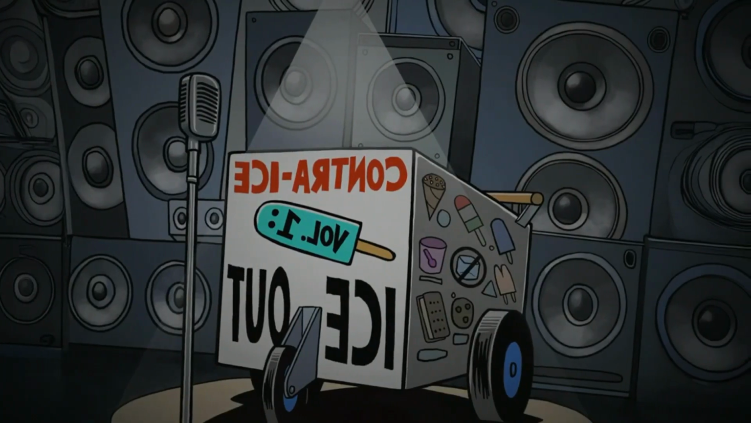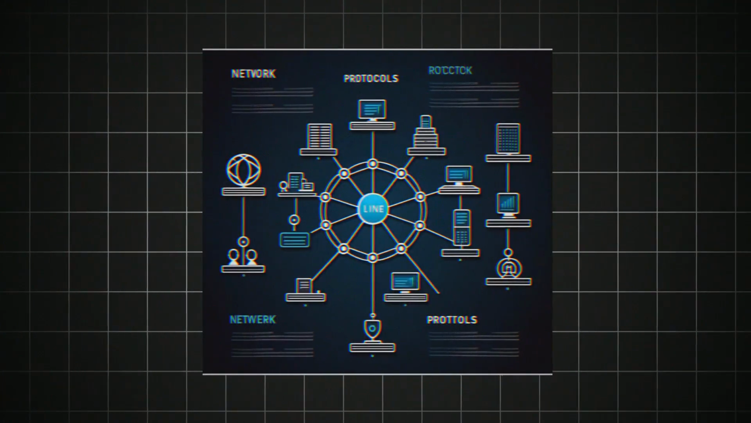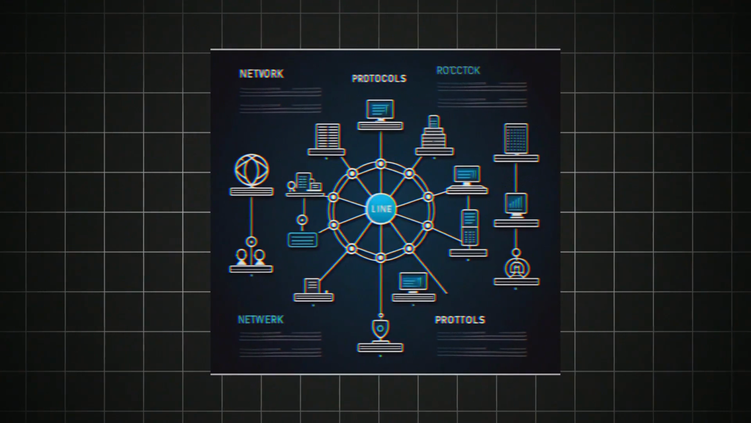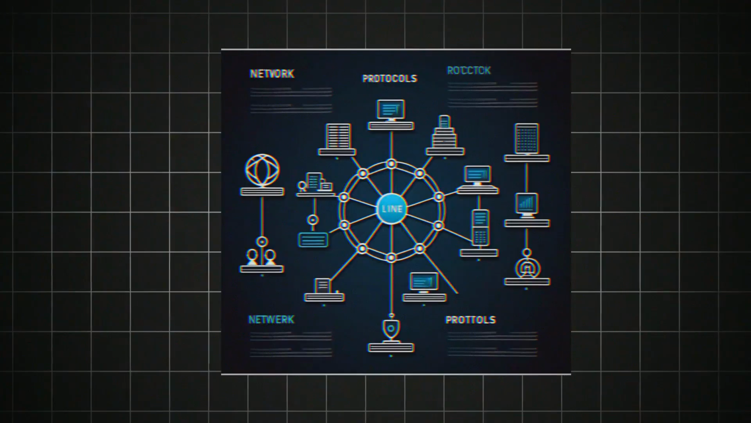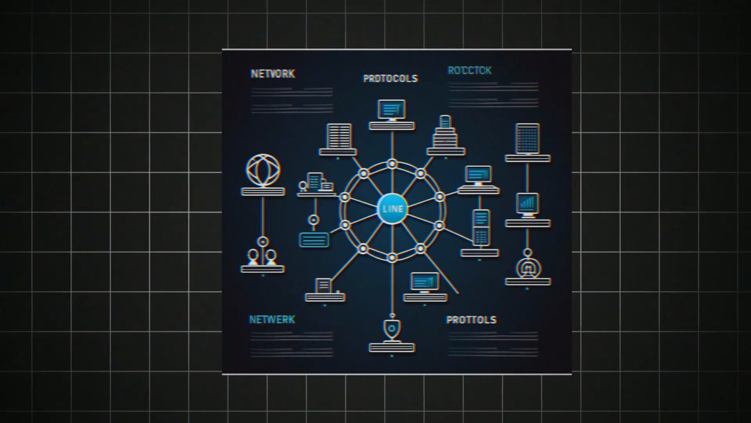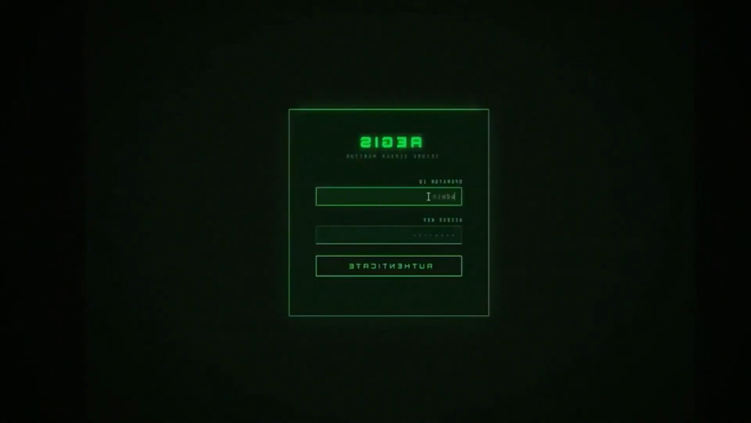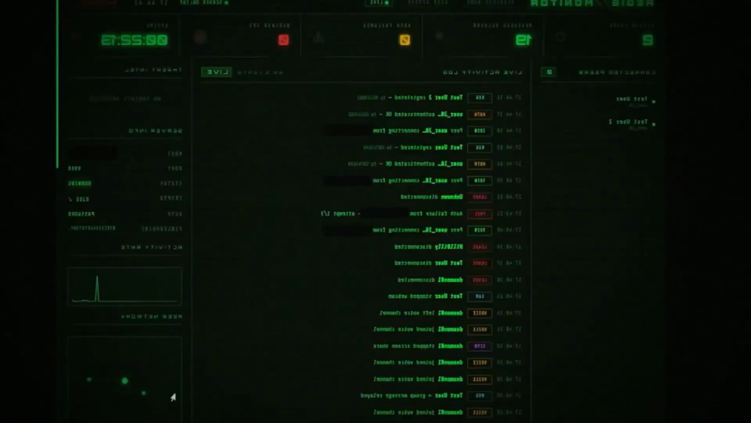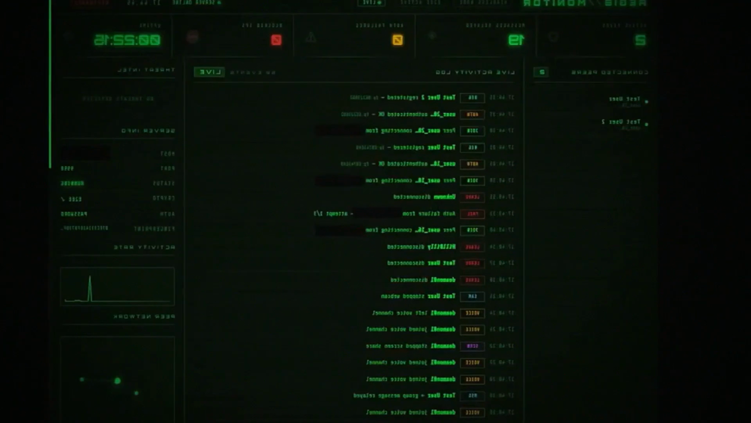Your device sends a message to the server, a client hello, that says, "I'd like to establish a secure connection, and here are the cryptographic methods I support, and a piece of random data I generated." The server picks one of the offered methods, generates its own random data, and sends back a server hello, along with its digital certificate.